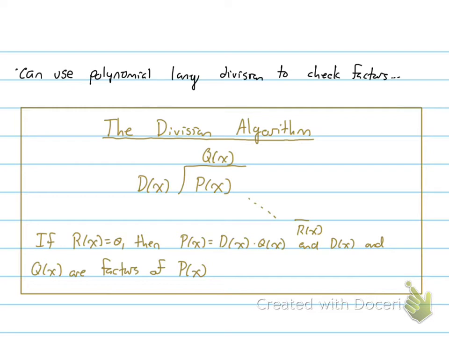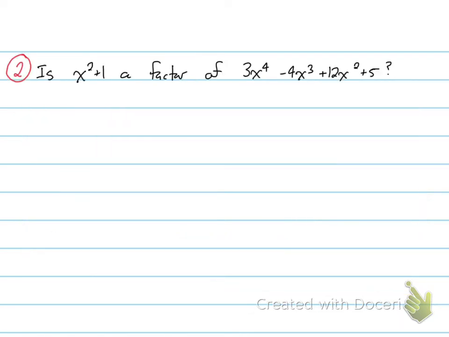Okay, so basically that's a fancy way of saying if I do long division for a polynomial and I don't get a remainder, it divides perfectly into it, that would mean that whatever I divided by would be a factor of that equation. So in this next example, I'm trying to figure out, is x squared plus 1 a factor of 3x to the 4th minus 4x cubed plus 12x squared plus 5?